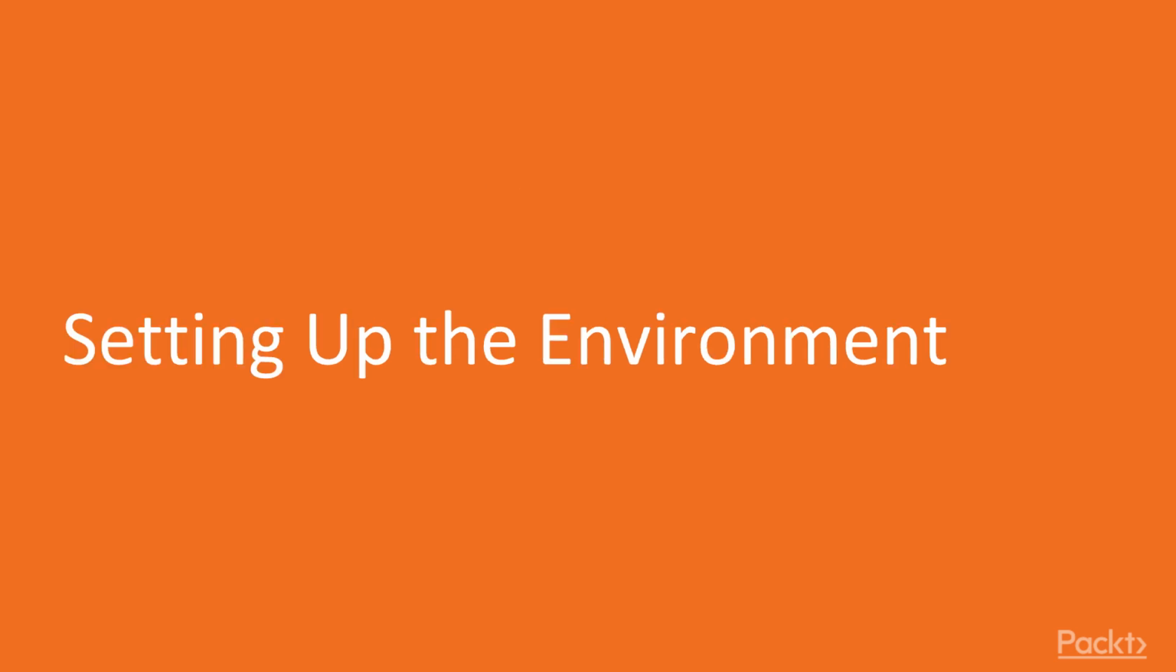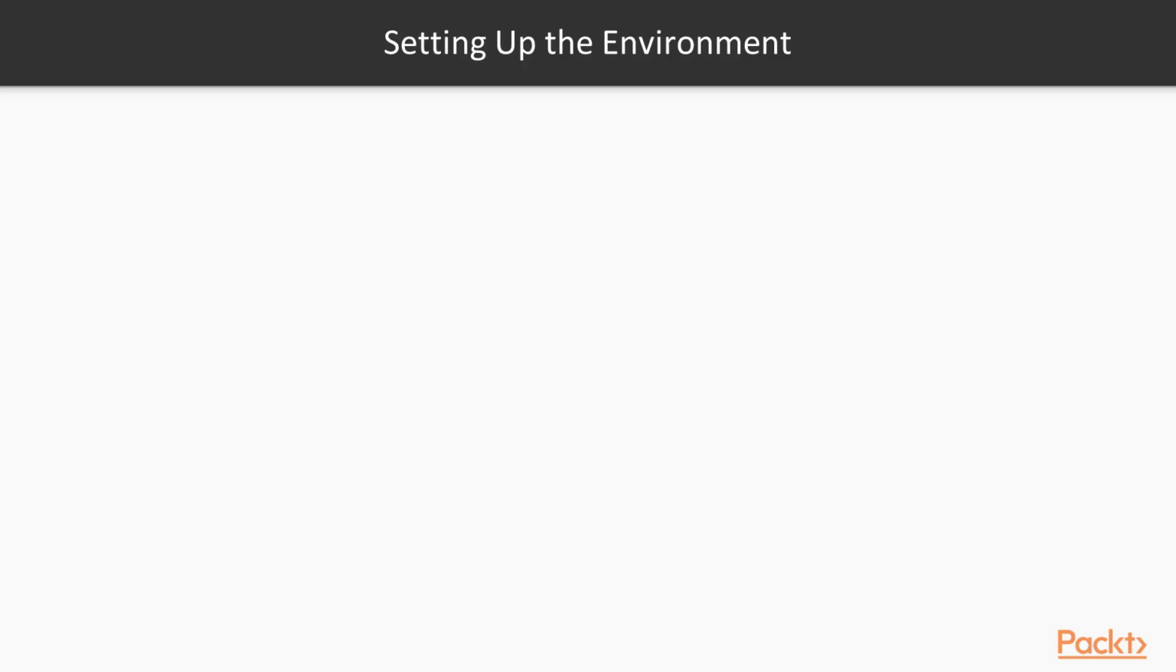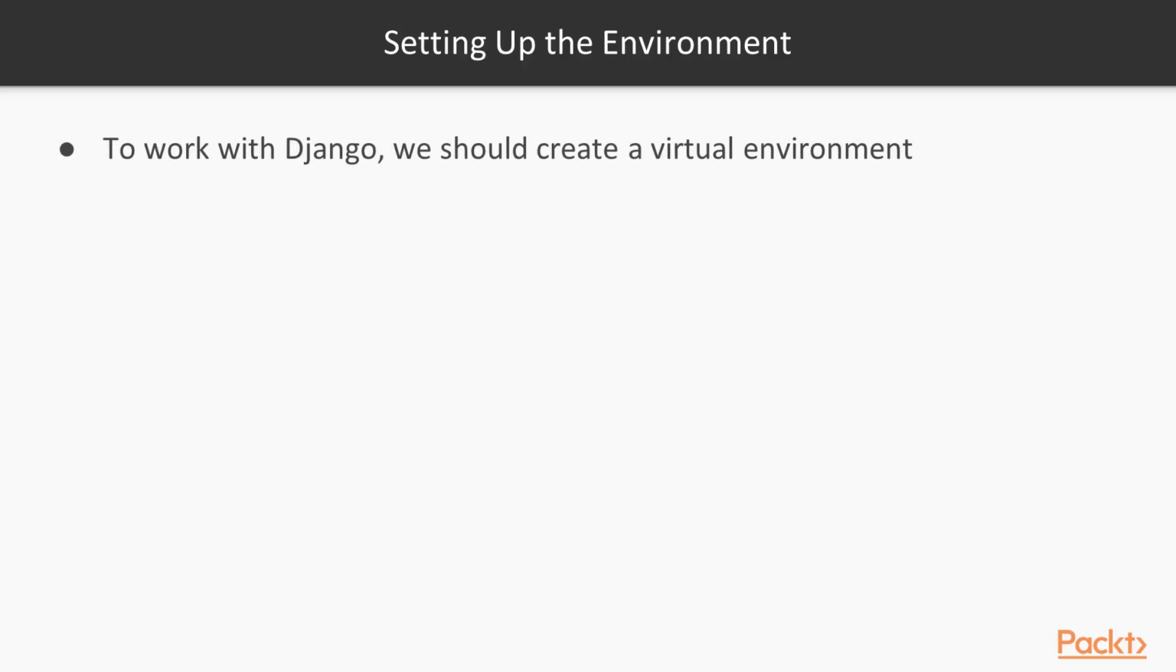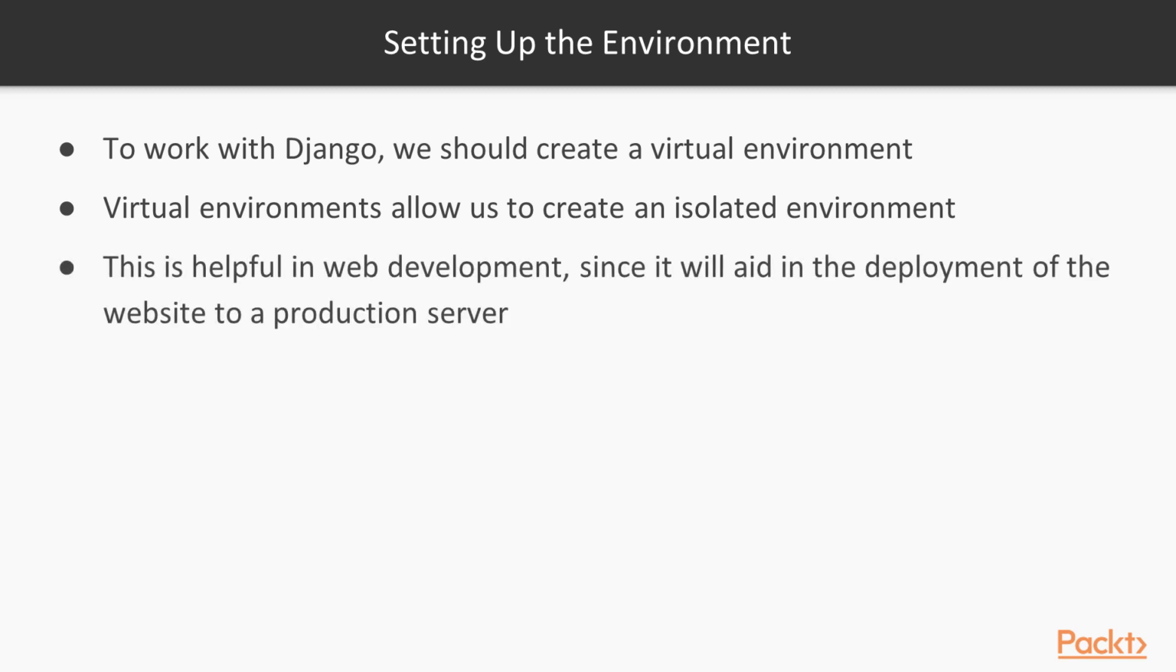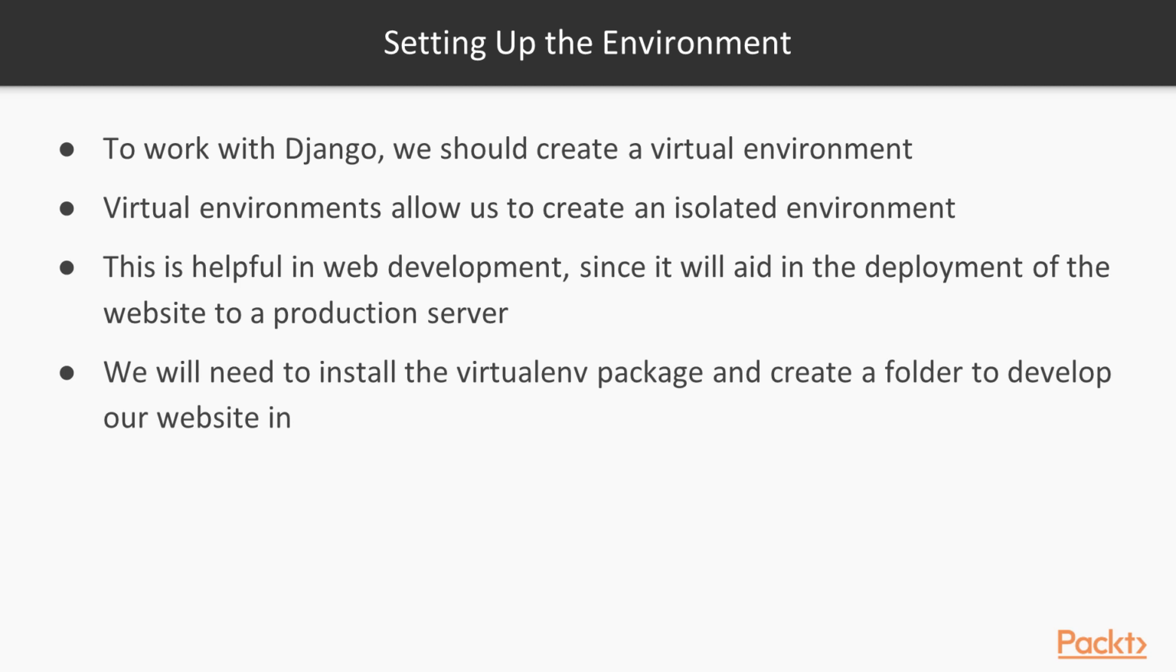Now, the first thing we need to do is set up the environment. That's what we're going to be doing in this video. To set up the environment, what we need to do is create a virtual environment. A virtual environment allows us to create an isolated Python install that works independently of existing Python installations on your computer. This is helpful in web development because eventually you're probably going to want to deploy your website to a web server. So what we're going to do is install the virtual environment package, make a directory, and in that directory we'll create a Django project.